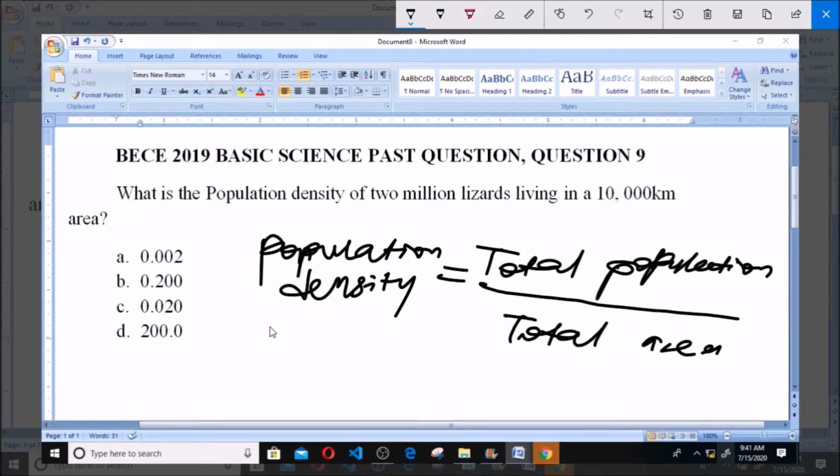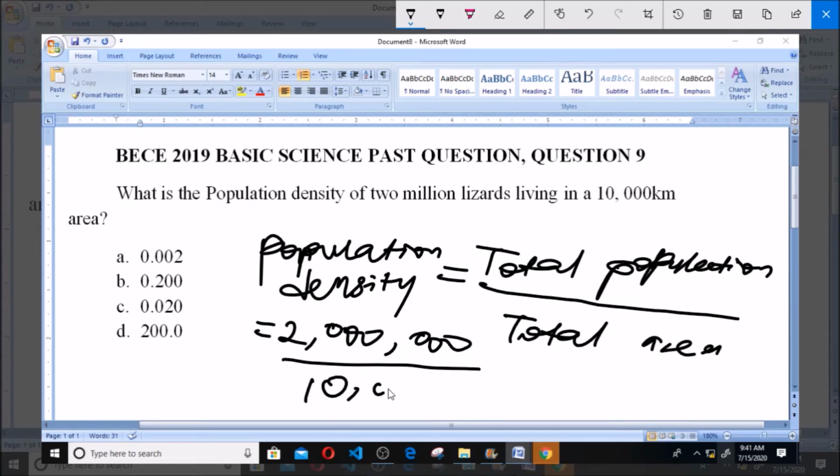So we have 2 million lizards living in a 10,000 kilometer area. So what do we do? We divide.